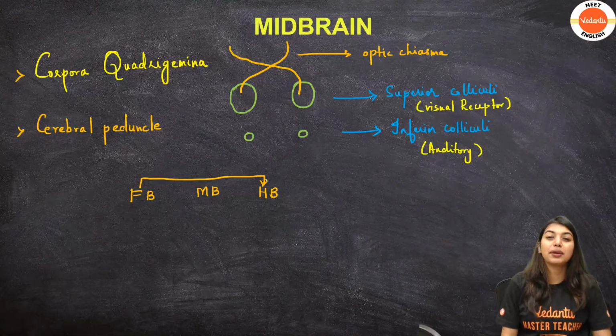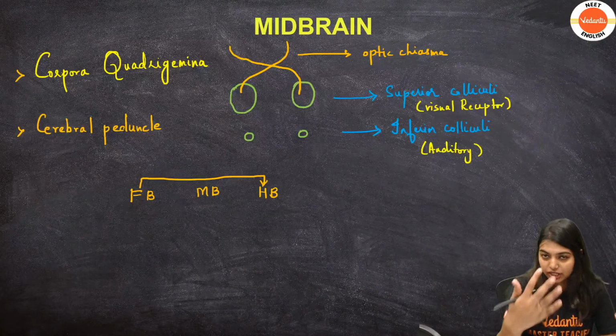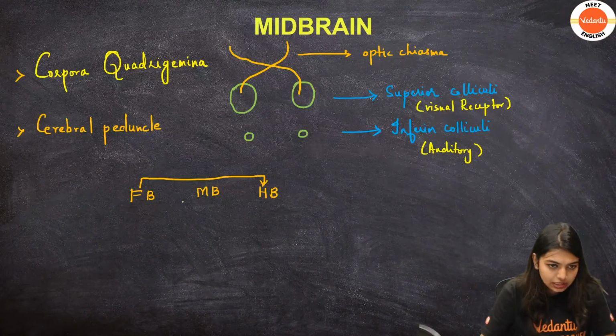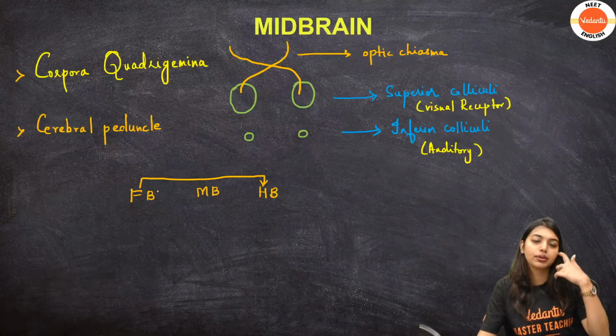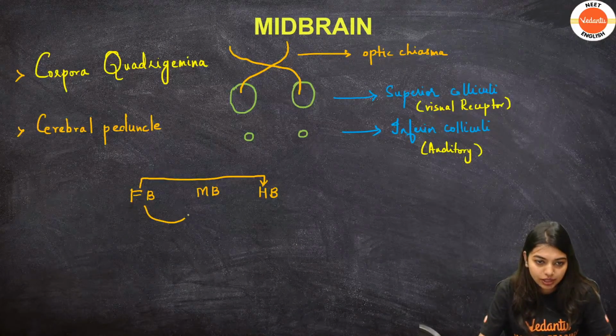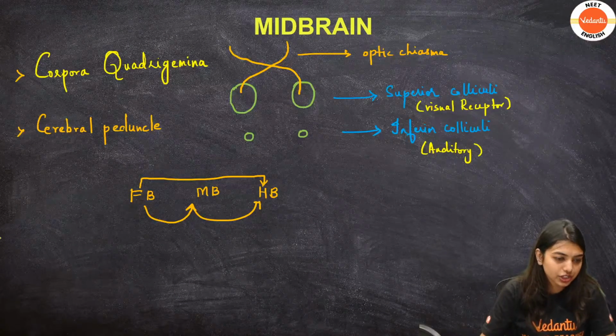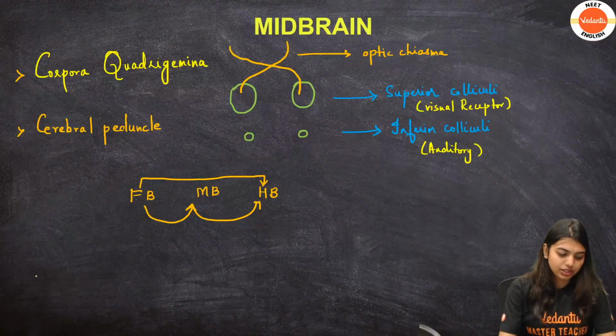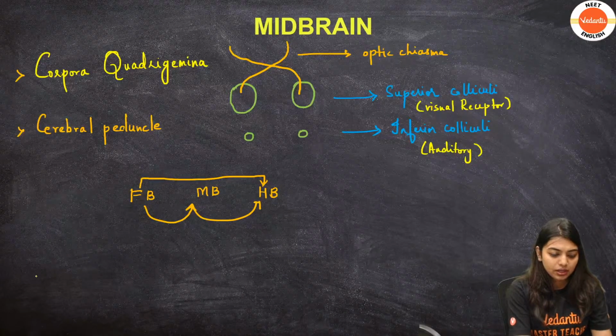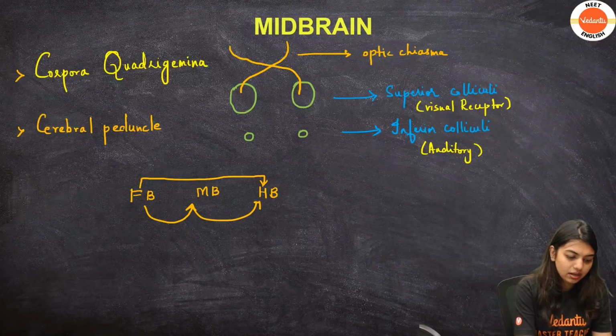Your cerebral peduncle, what do they do? They are actually a connecting link. This is going to connect your forebrain to your hindbrain, and forebrain to your midbrain and hindbrain. So this is actually like a connection. Is this clear to all of you? Yes. Okay, fine, it is like a connection.